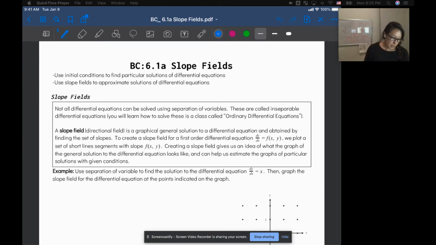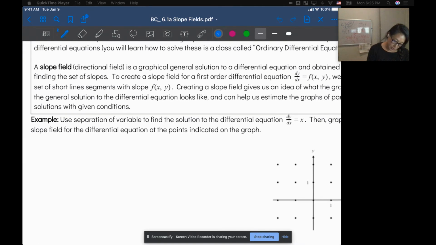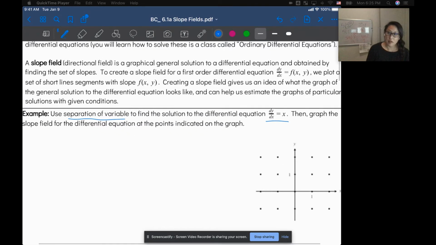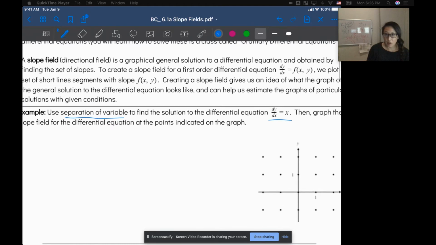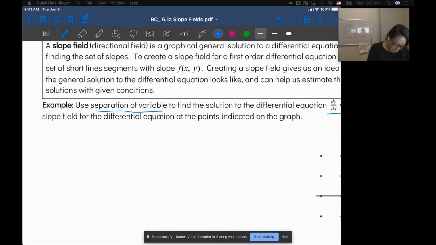Okie doke. So first, we're going to use our old way. We're going to use the separation of variables to find the solution to the differential equation dy over dx equals x. And then we're going to graph the slope field and compare it to what we have in our calculations. Okay. All right. So separation of variables.